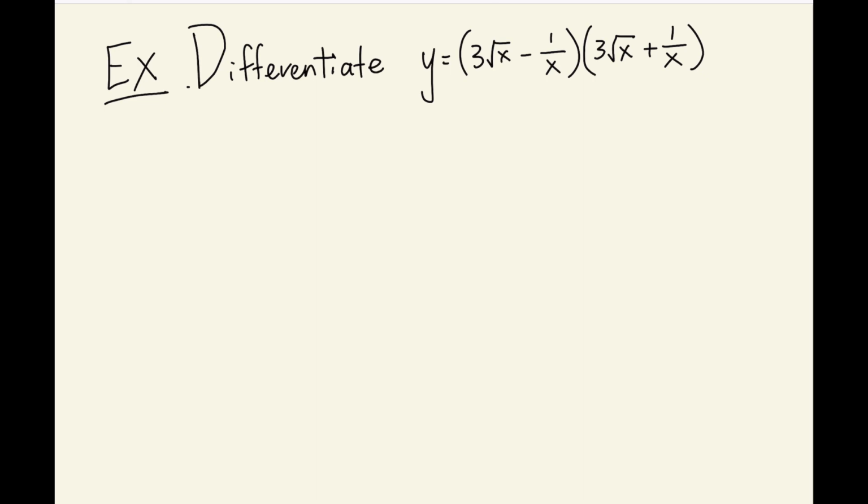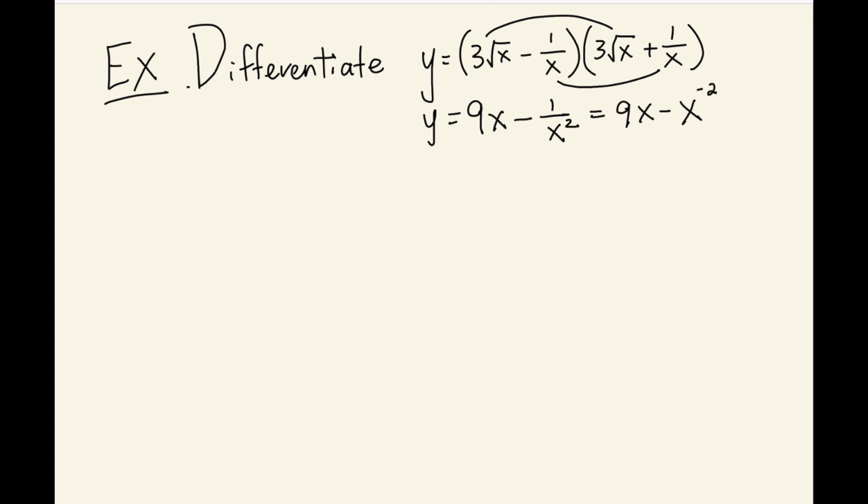This function we would like to differentiate. At first it looks like a product, and at first it looks like we would want to use the product rule, but notice how the first terms are the same in both of the binomials, and the second terms are the same, and here we have a minus, here we have a plus. So if I were to multiply this out, I would have a difference of squares. In other words, this is equal to 9x minus 1 over x squared, or equivalently 9x minus x to the negative 2.